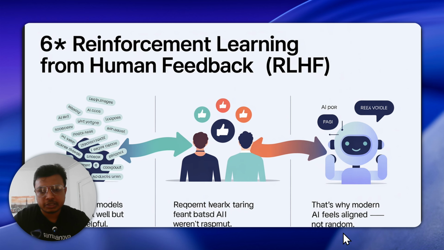So the next concept, we have reinforcement learning from human feedback, commonly known as RLHF. So early language models predicted text well, but were not very helpful. So RLHF changed that. The model generates multiple responses, humans rank them, a reward model learns those preferences, and reinforcement learning then nudges the model toward outputs people consistently prefer. And that's why modern AI feels aligned, not random.